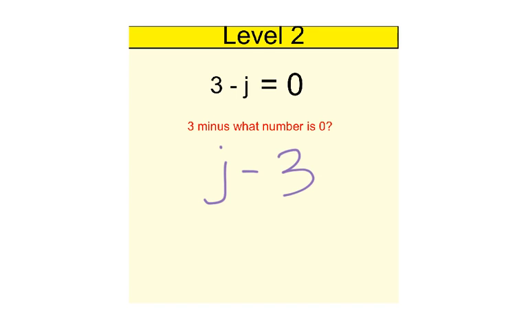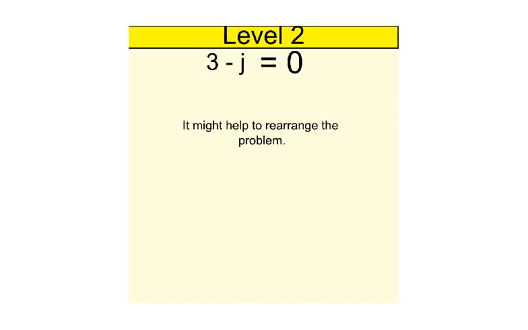Okay, hopefully you figured out that, yeah, 3 minus 3 would give me 0. So I know what we're looking for. We're looking for J equals 3. That is our end result. So it might help to rearrange this problem. If I rearrange it, this is what we did a lot in last unit when we were trying to put our answers in the best possible form.